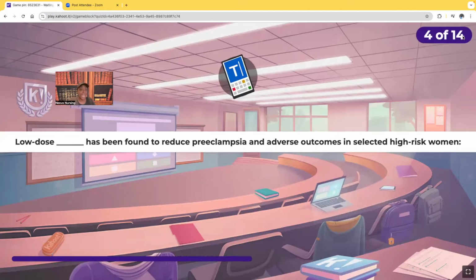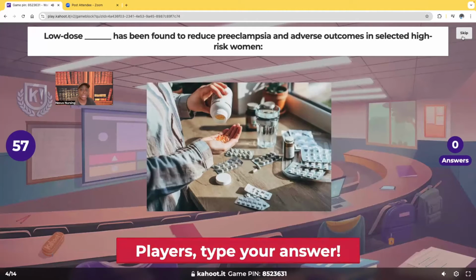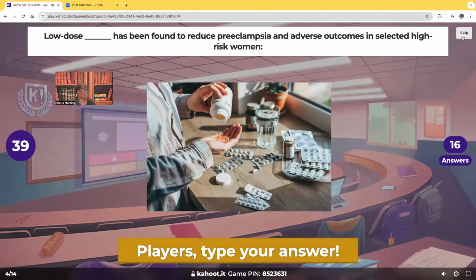Low dose blank has been found to reduce preeclampsia and adverse outcomes in selected high-risk women. So not everyone that's pregnant, but selected high-risk women. What is the blank? Type in your answer. Low-dose what? What do you think we're talking about?